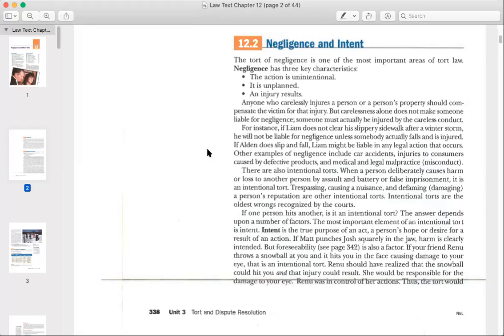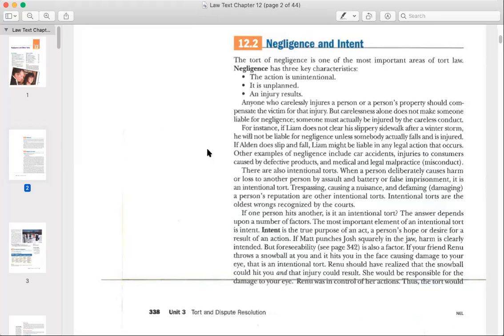Intentional torts are the oldest wrongs recognized by the courts. If one person hits another, is it an intentional tort? The answer depends on a number of factors. The most important element of an intentional tort is intent. Intent is, no surprise here, the same definition that it was earlier: the true purpose of an act, a person's hope or desire for the result of an action. If Matt punches Josh squarely in the jaw, harm is clearly intended. But foreseeability, which we will also talk about a little bit later, is also a factor.